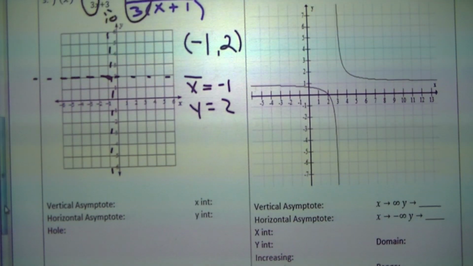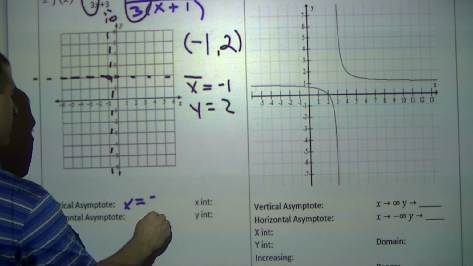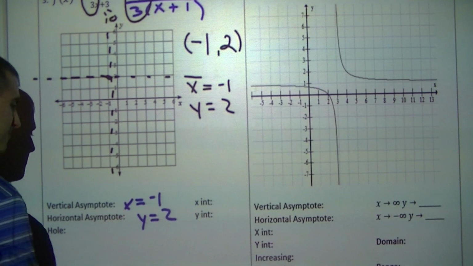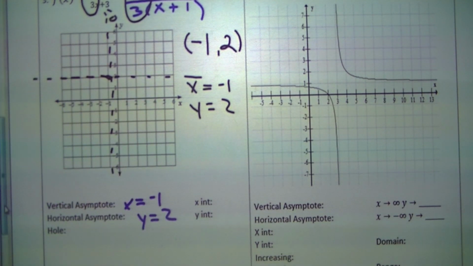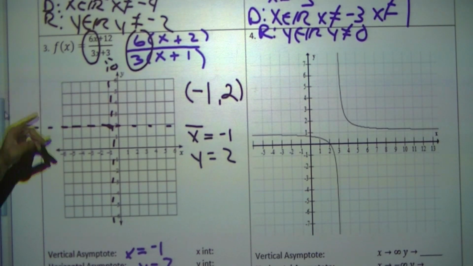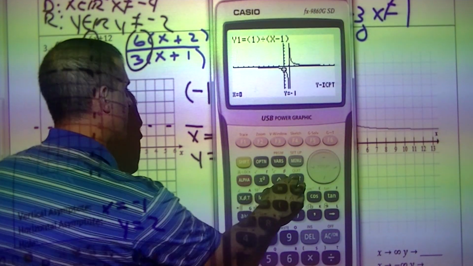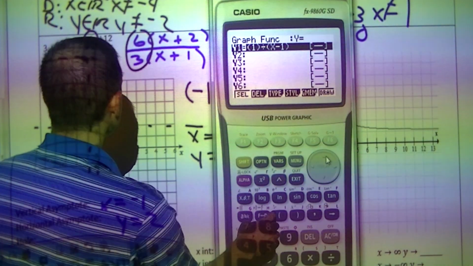Okay, so as I come down and do this, I got x equals -1, y equals 2. I'm going to go ahead and graph this. Now, what I'm going to do is just graph the original. You can always graph the original. Sometimes that's easier when you do it that way.